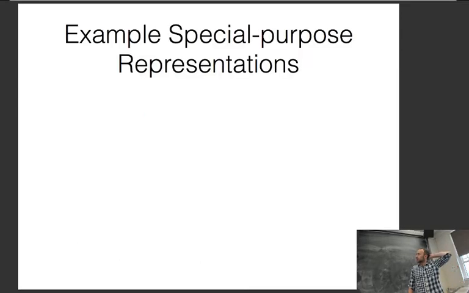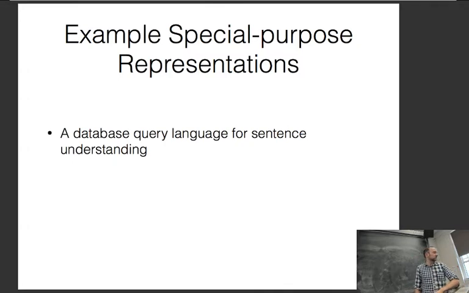So there are some examples. One would be a database query language for sentence understanding. I'm sure if you've used Google, particularly in English nowadays, you see that it can answer a lot of your questions, and it can answer them in a number of different ways. Sometimes it answers your structured queries with a specific answer. So if you say, what is the population of Pittsburgh? It will tell you 350,000 or whatever it is.